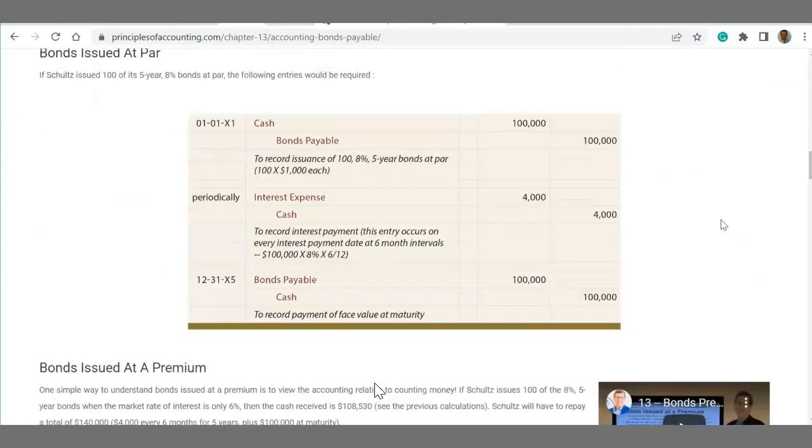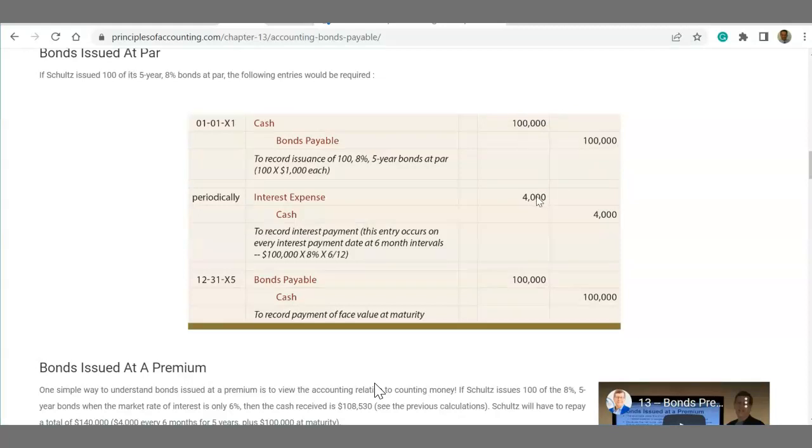Now here is issuing a bond at par. The journal entry will be collecting the cash from the investors, debit $100,000, and bonds payable will be 100,000. So here it says the company issued 100 of its 5 years 8% bond. As I said, every bond is in increments of 1,000. So 100 bonds means 100 times 1,000. That's 100,000.